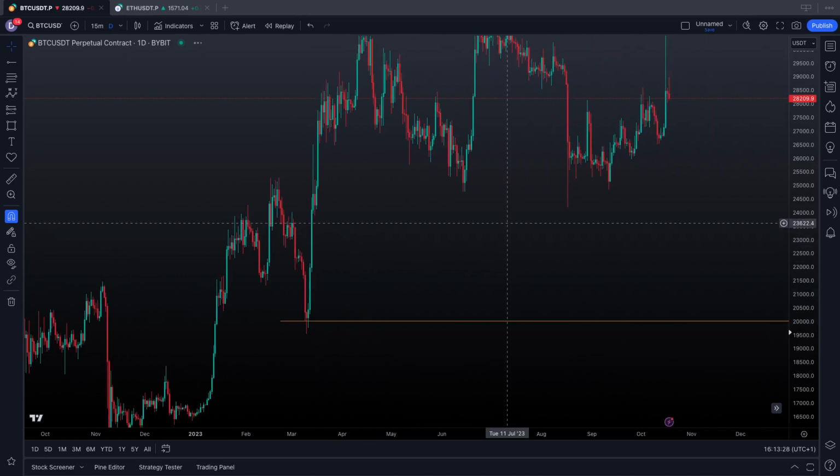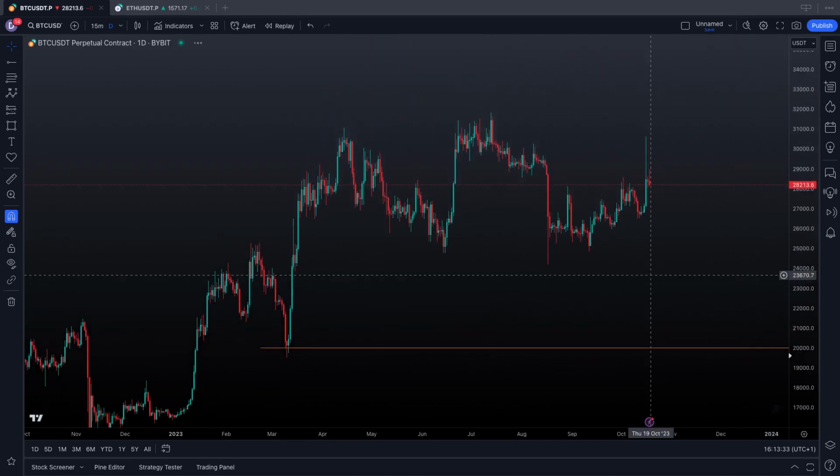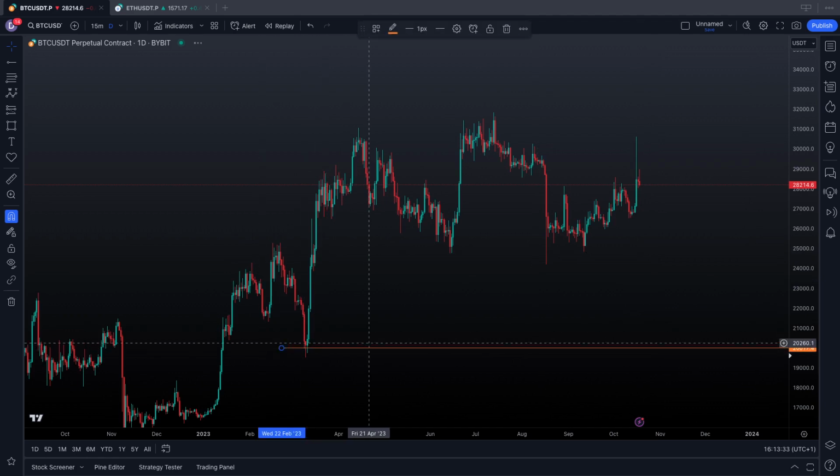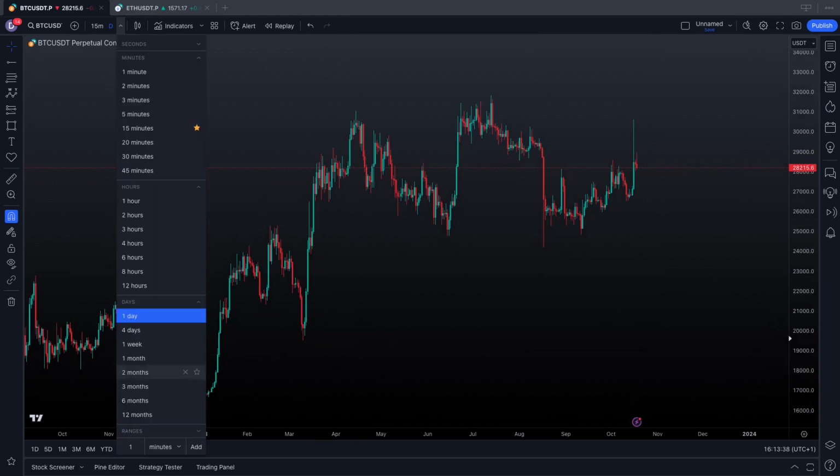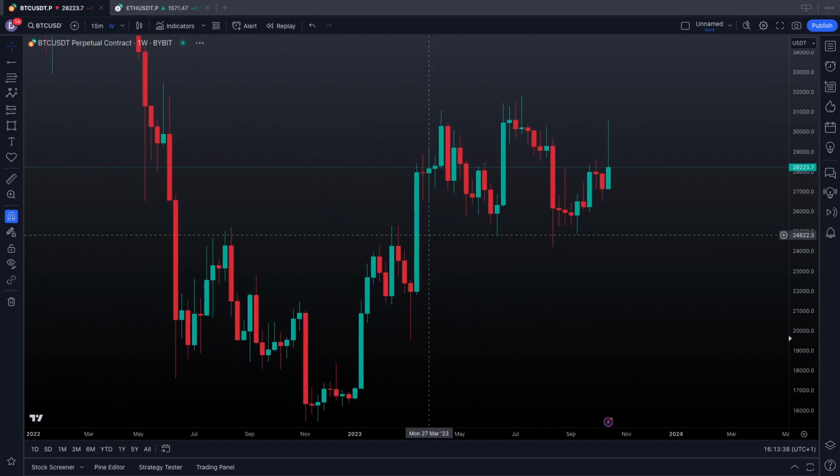I didn't catch this, and price had all this movement without coming back to it. This is how, and if you go on the weekly, actually, you'll see that it's way more prominent over here.